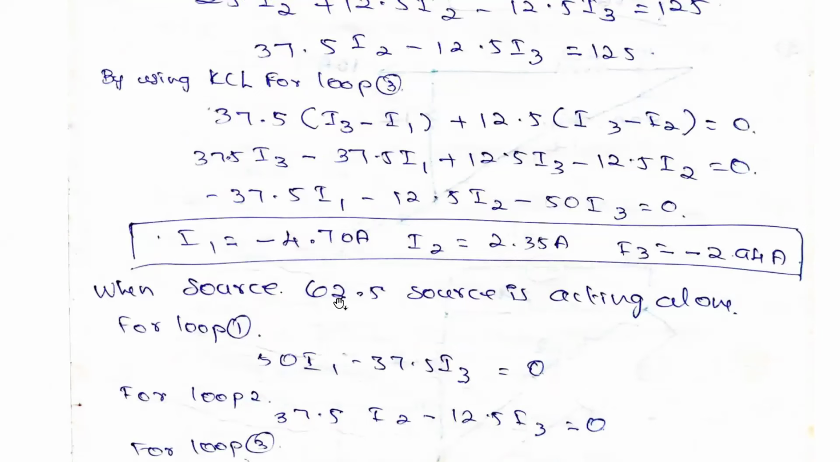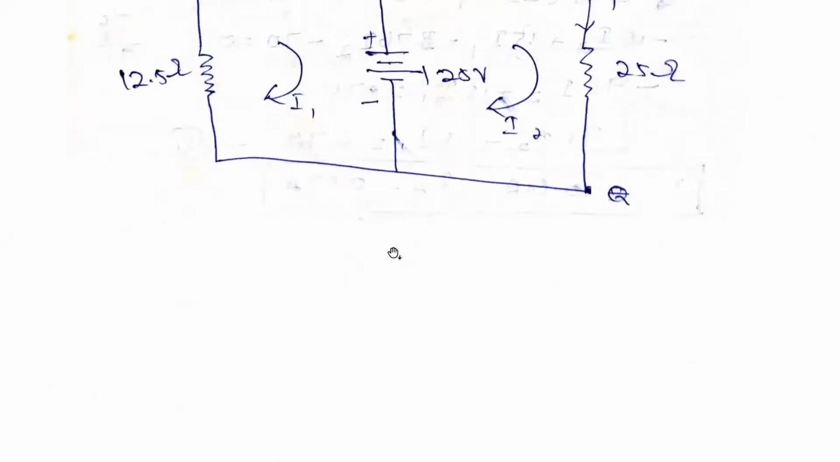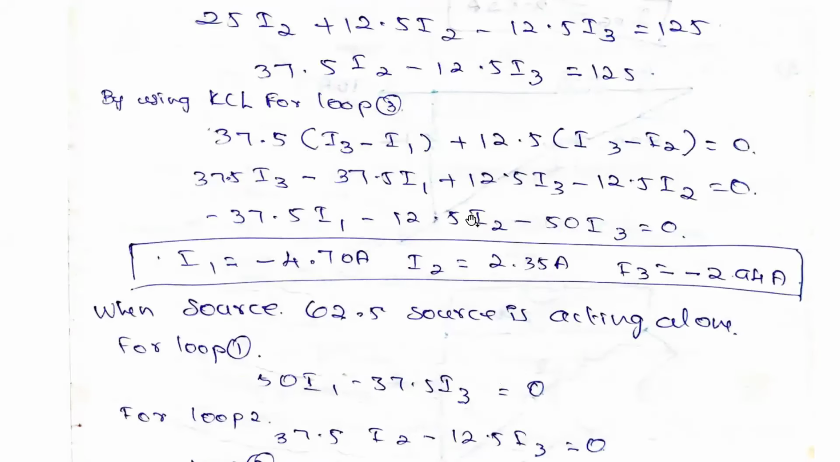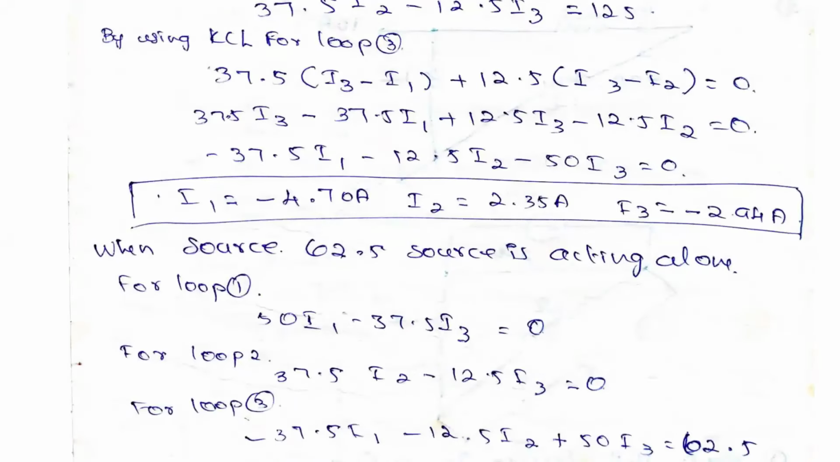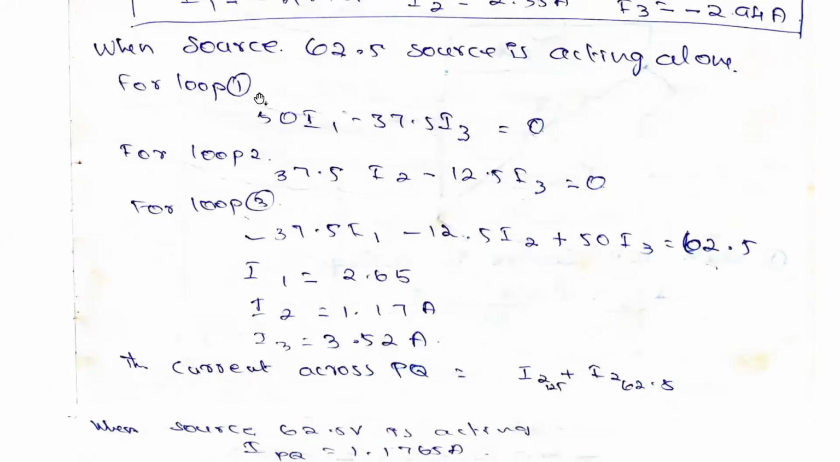Next part, when the 62.5 volt source alone is active. Now we need to consider this source alone acting, so this other source we need to short. If a current source is there, we need to open circuit it. So open circuit the current source and short circuit the voltage source. Here only the 62.5 volt source alone is acting.